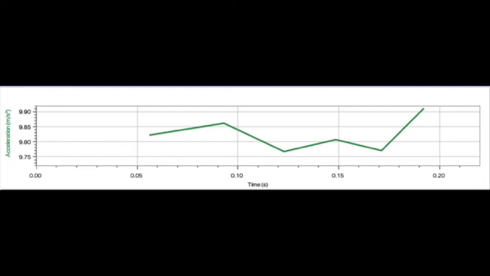So from this lab, we can see that an object in free fall will accelerate towards the ground at 9.81 meters per second squared.